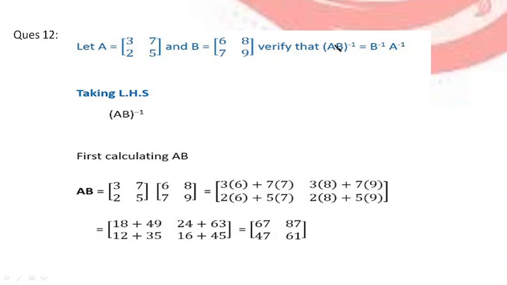Let's take the left hand side, AB whole inverse. So first of all we have to calculate AB and then we will find its inverse. AB means A into B. Simple multiplication and we will get one matrix which is equal to the product of A and B. Now we have to find out the inverse of this matrix.